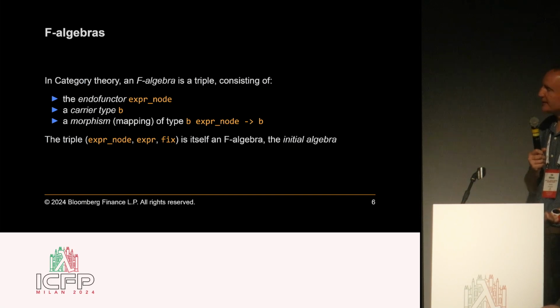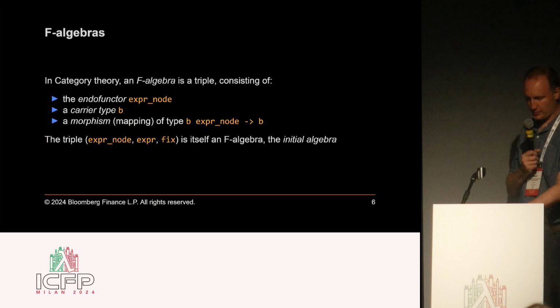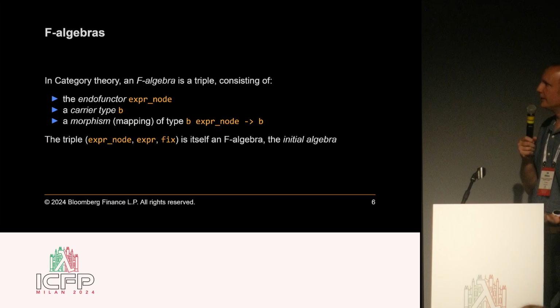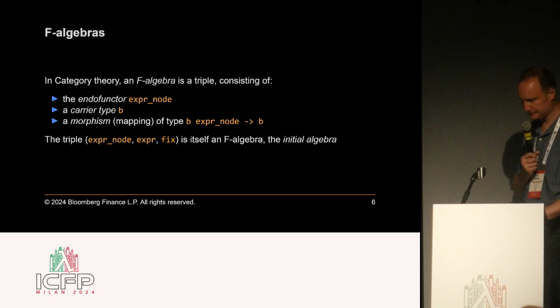An F-algebra is essentially a triple. The endofunctor, or the F, is expr node. The category here is the category of the OCaml types. And then we need a carrier type B, and then we have a morphism from B expr node to B. So these are the functions that we want to think in terms of. And in fact, the triple expr node, expr, and fix, defined on the previous slide, is itself an F-algebra, a special one, the initial algebra.